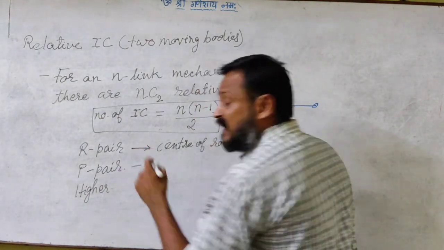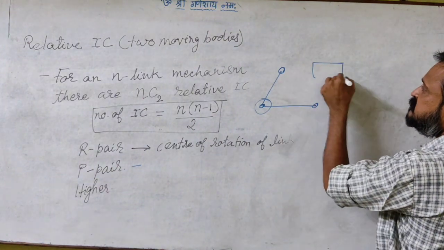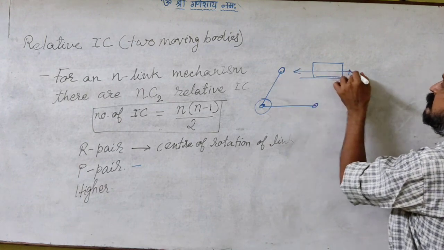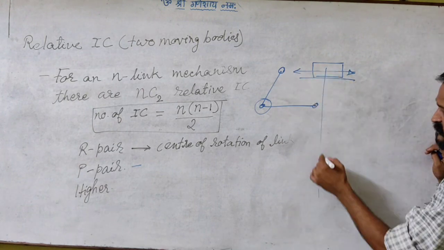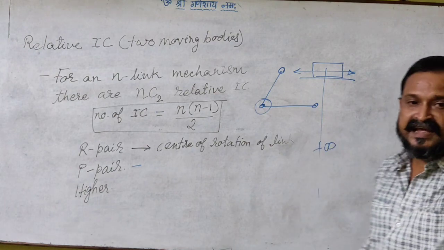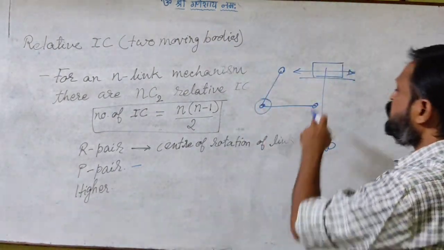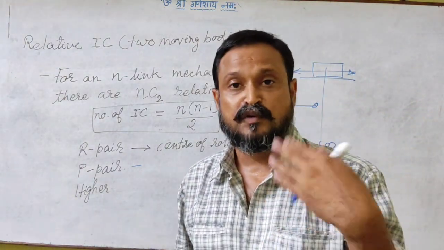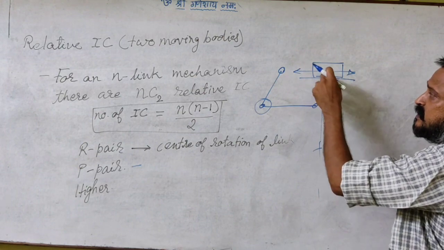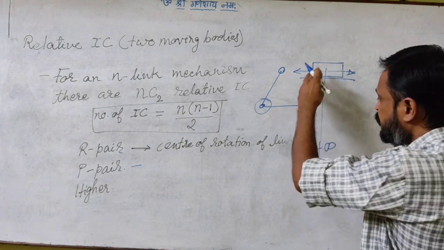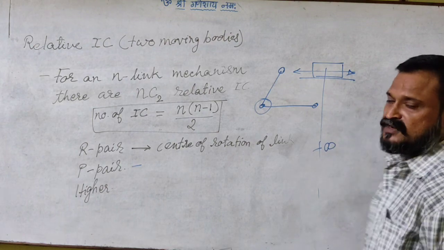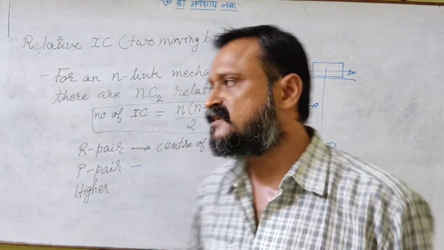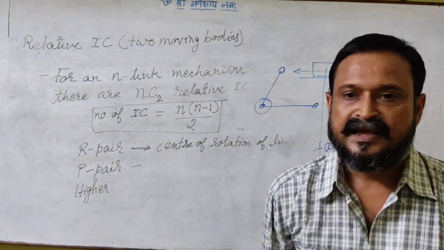Then for a prismatic pair, for example the slider, the motion is linear. So the instantaneous center will lie at infinity, right? Because for this body having linear motion, the center of rotation for this prismatic pair, this link or the slider, will be at infinity. So the instantaneous center for such bodies will be at infinity.